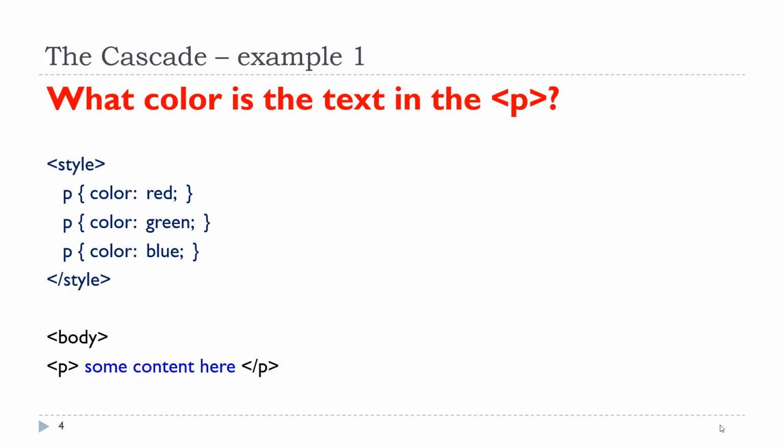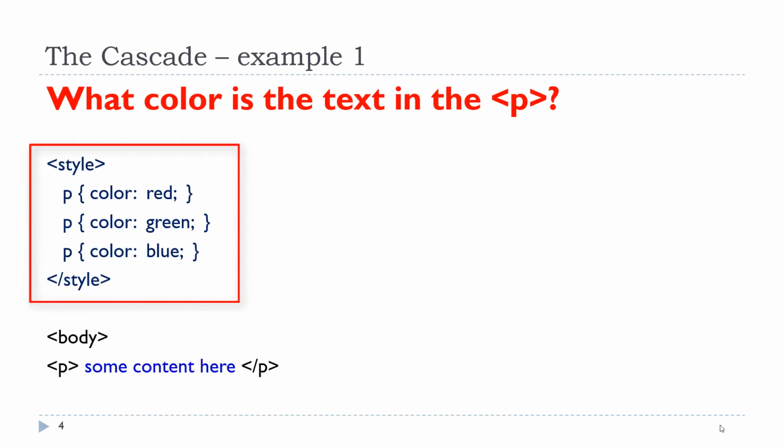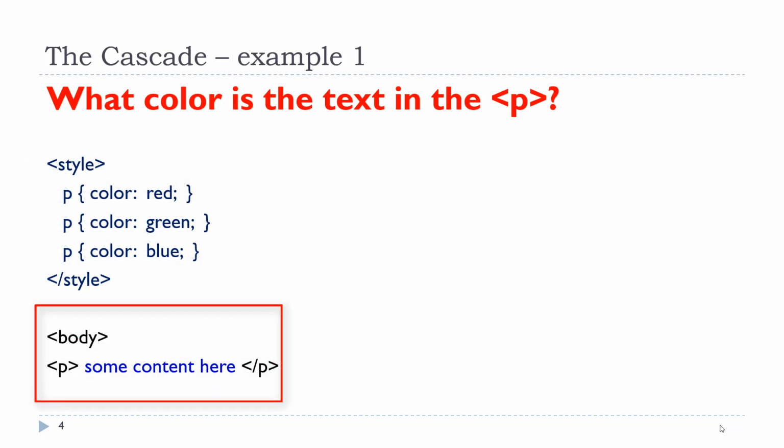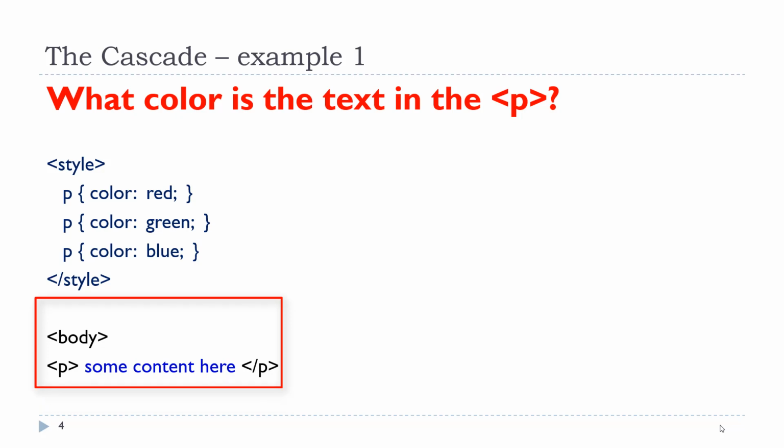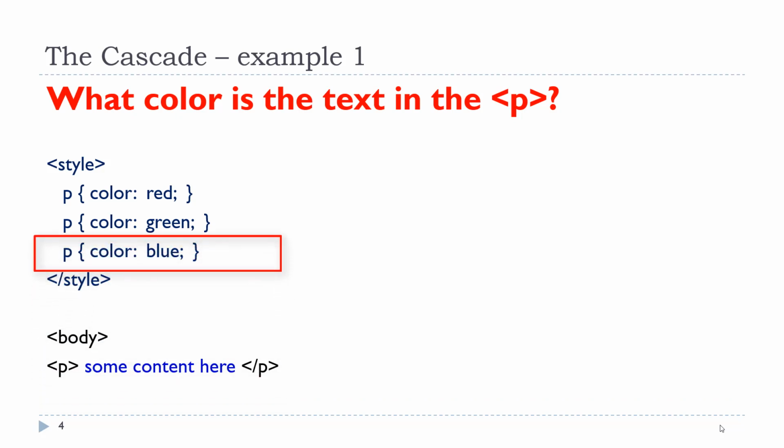So here we have an example. In our embedded style section here, we have 3 P selectors, and we have a color property being set with 3 different values. In the body, we have 1 P. Which color will the text be? Well, it is pretty obvious because I made it blue. However, the last style will apply because literally this is the closest.